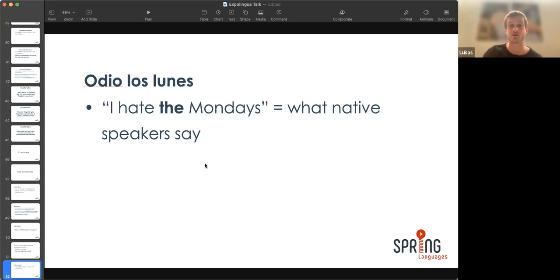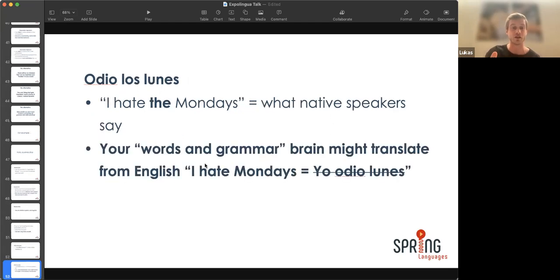But if you don't do that, if you start by learning words and grammar rules, you might translate this from English. If you've never heard this before, you will say something like, oh, I hate Mondays. Okay, I need to say this in Spanish. So I will say, yo, hate is odio, and then Mondays is lunes. Is there even a plural? It's probably the same. So you keep thinking all these things and it's wrong. You will say, yo odio lunes. And that's not correct in Spanish. You need to say los lunes.